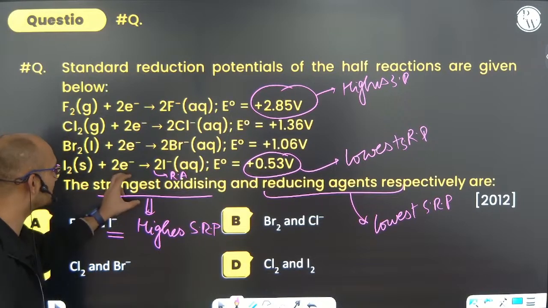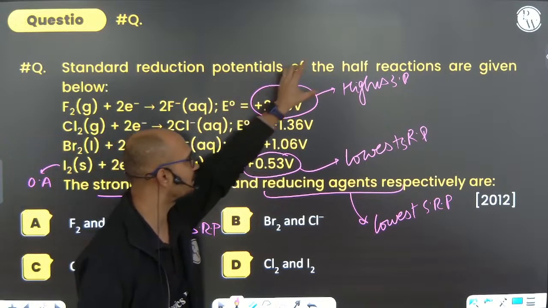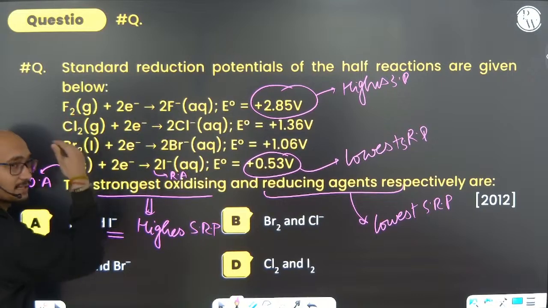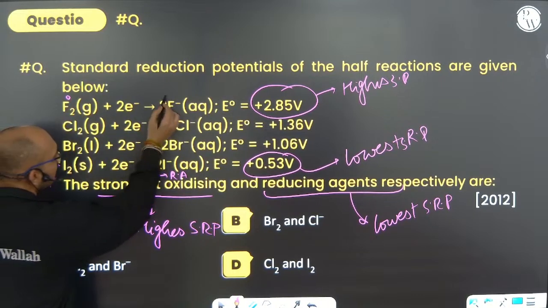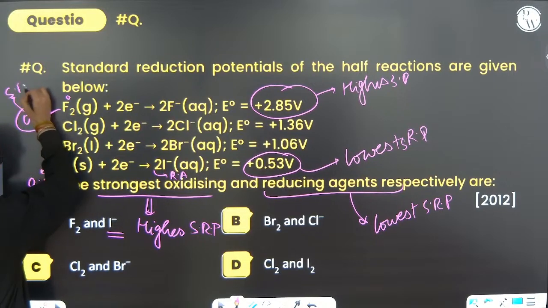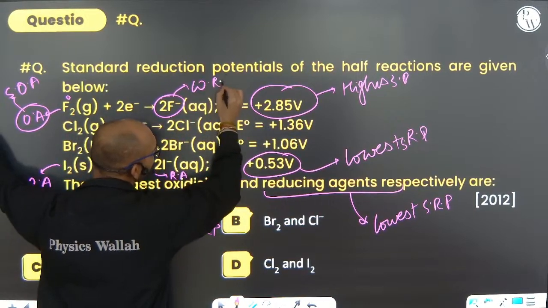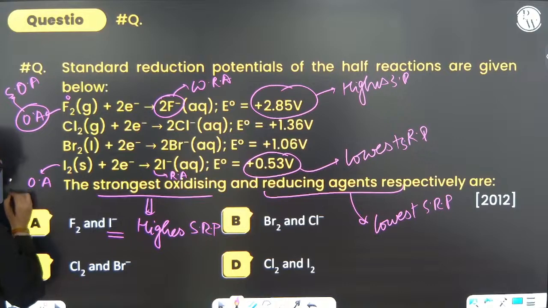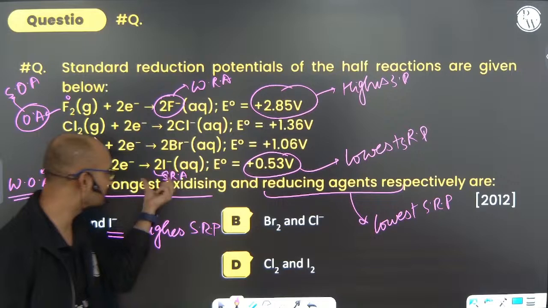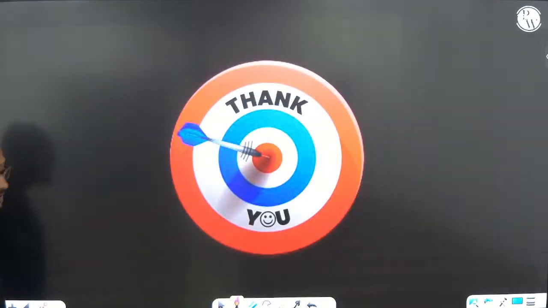What about the oxidizing agent? The strongest oxidizing agent is connected to the highest SRP. Where is the highest SRP? Here. First of all, you have to understand which is the oxidizing agent: something that gets reduced. It is going from 0 to minus 1. Of course, it is the oxidizing agent. So therefore, it will be the strongest oxidizing agent. Always remember. And this will be the weakest reducing agent, whereas this will be the weakest oxidizing agent, and here it will be the strongest reducing agent. So what we have got: the strongest reducing agent is I minus, and the strongest oxidizing agent is F2.